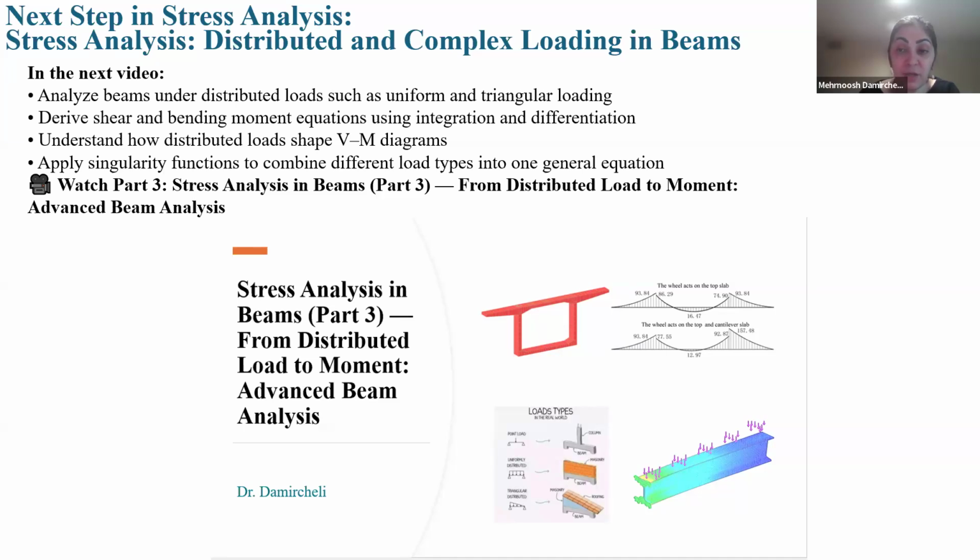And in the next part, we will extend this idea to distributed loads and complex loading conditions, not only uniform distributed loads. We talked about uniform, but we also have triangular distributed loads or loads of order more than 2. And we will learn how distributed loads influence the shape of shear force and bending moment diagrams, and how singularity functions make it easier to handle combined loading cases.